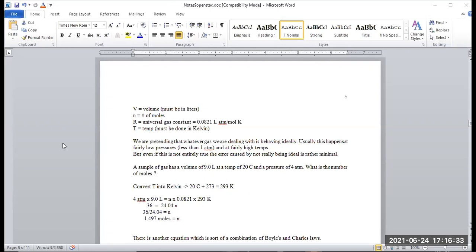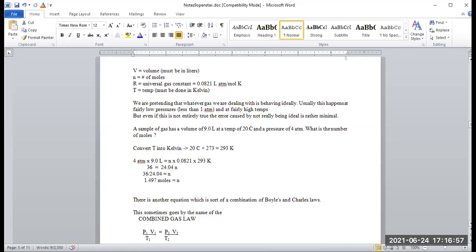I have 0.0821 because that is my fixed value for my R, my 293 for Kelvin. Crunch your numbers, finish out your data there by dividing. I end up with 1.497 moles. So we have all these pieces of data that are combining to give you this information. This gets us through about halfway through the chapter.